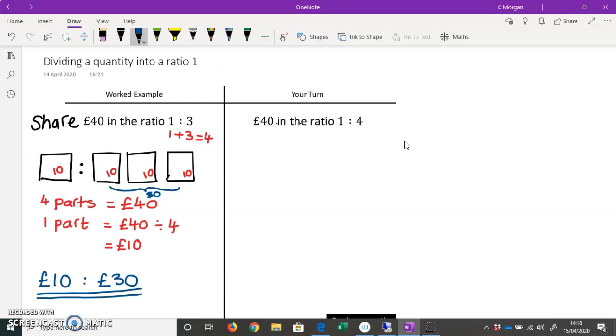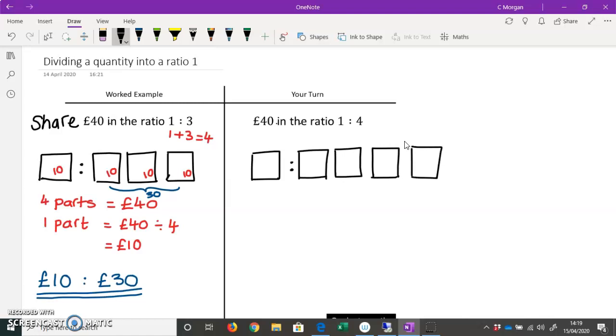You can have a go at the next one if you'd like, and then you can pause the video and then I'll explain how to answer it. Okay, if I was going to answer this question, I can see one box on the left-hand side of the ratio, but I can see 4 boxes or 4 parts on the right-hand side of my ratio.